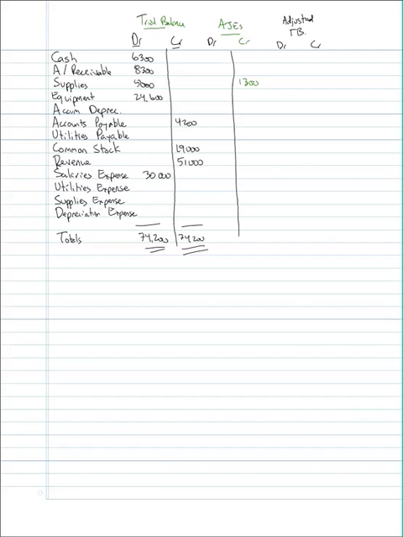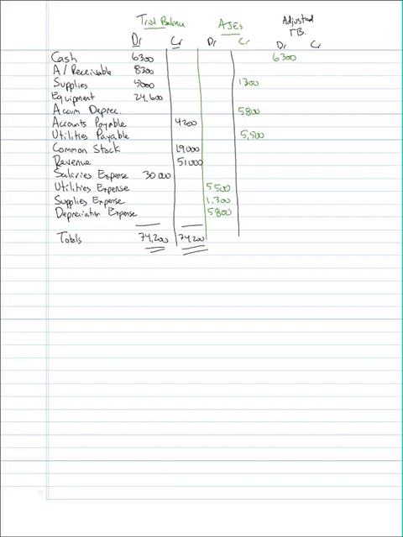We've also posted a $5,800 credit to accumulated depreciation. We've posted a $5,500 credit to utilities payable. We've also posted a $5,500 debit to utilities expense, the $1,300 debit to supplies expense, and a $5,800 debit to depreciation expense. So what we're going to then do is update our accounts to reflect any adjustments made.